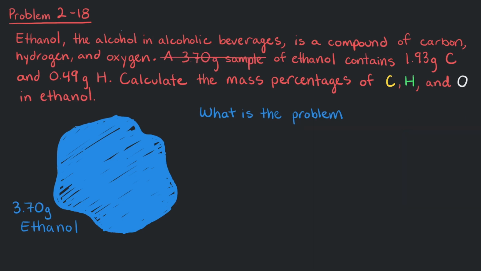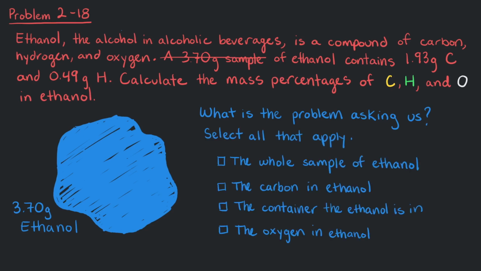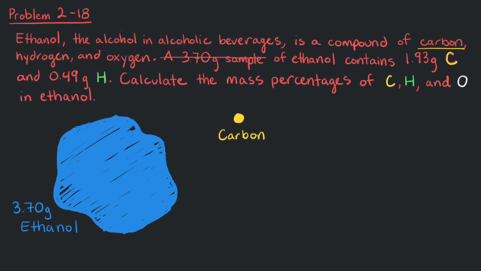But the problem is asking us specifically about what? Select all that apply. That's right, we want to learn more about the part of our blob that is ethanol. The challenge is that the problem doesn't tell us how much of the sample is oxygen, but it does tell us it is composed of carbon, hydrogen, and oxygen. Let's add that information to our picture.